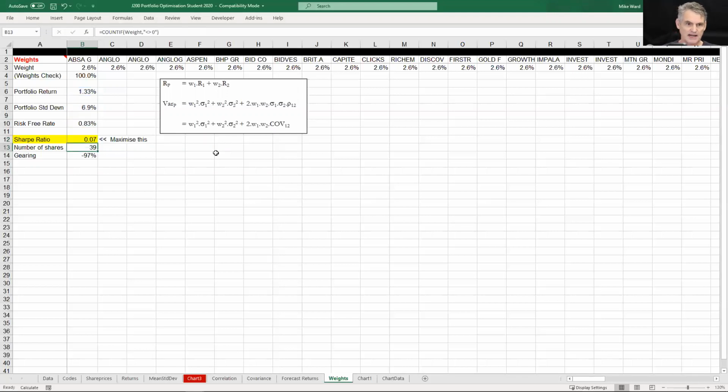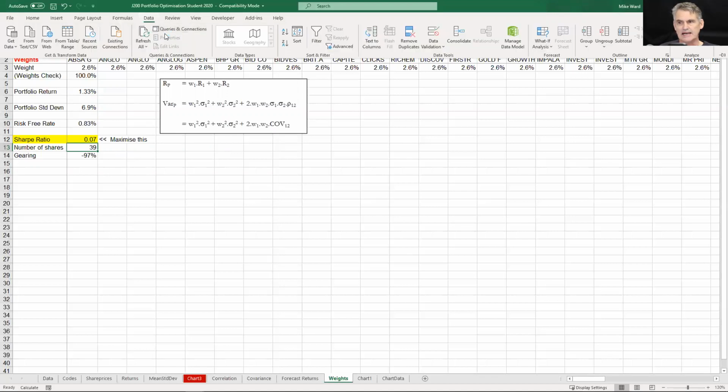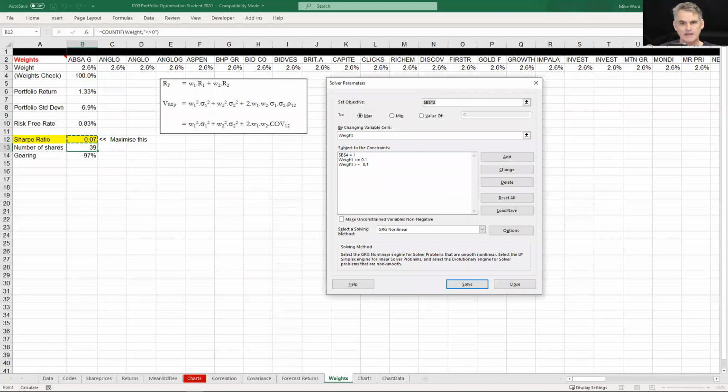At the moment, we haven't maximized that at all. It's just sitting at 0.07. So we're going to use Excel's Solver function to do this, and I have already set that up. If you go to Data, somewhere across here, you're going to find Solver. And you're going to see it's set up for us to maximize the Sharpe ratio. So what's its objective? Well, it's going to take B12, which is the Sharpe ratio. And what must it do? It must maximize it. What can it change? Well, it can change these weights in the shares. It can change how much it's got of each share.